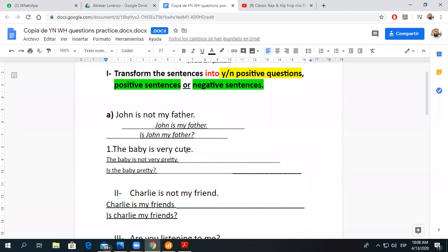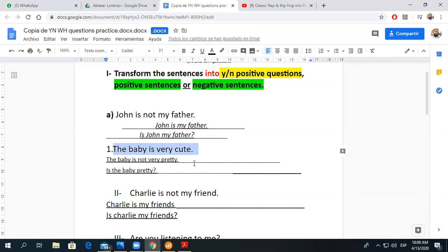So the baby is very cute. The baby is very cute. So the baby, what the hell? You're not supposed to change what the sentence says, okay? Okay, so this is Abiezer. Abiezer, if you're here, pay attention. So the baby is very cute.